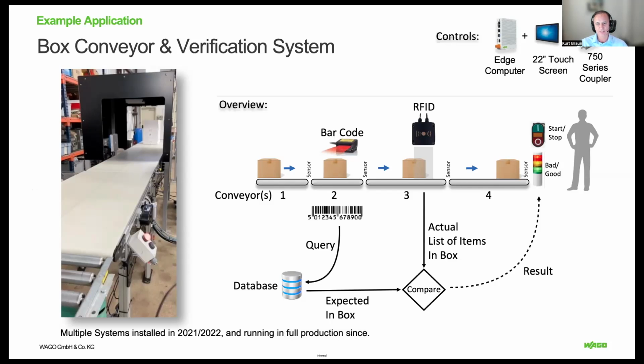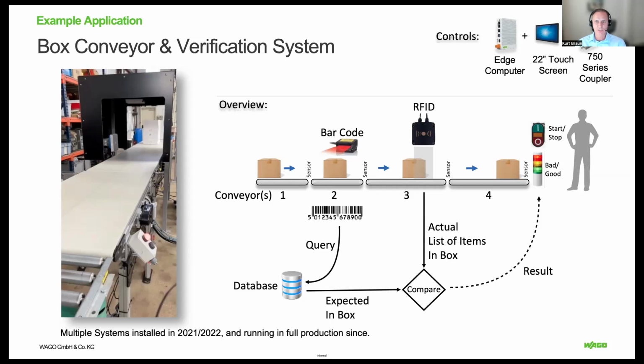And by the time it gets to conveyor number 4, it needs to give an indication whether it's a pass or fail. If it's a fail, that box needs to be pulled aside, and someone needs to dig through the box and figure out what's wrong with it. So then there's some manual buttons to start and stop the system.